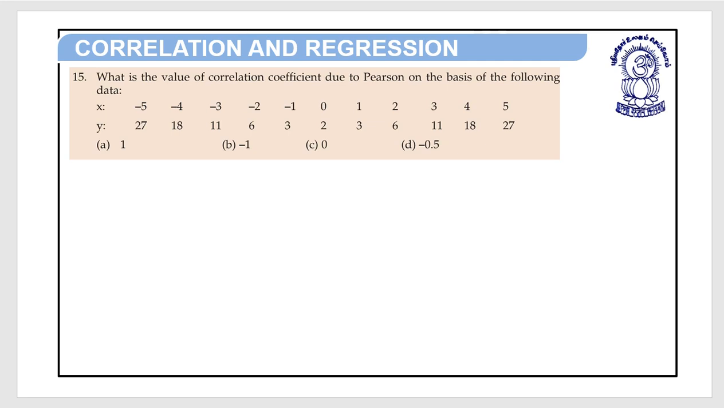X is minus 5, minus 4, minus 3, minus 2, minus 1, 0, 1, 2, 3, 4, 5. Y is 27, 18, 11, 6, 3, 2, 3, 6, 11, 18, 27. Okay, so r is equal to covariance of x comma y upon sx into sy.